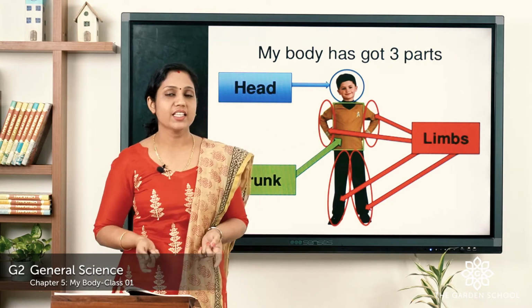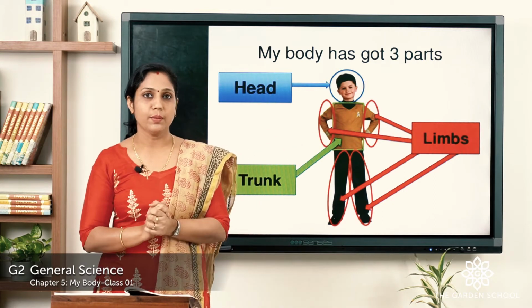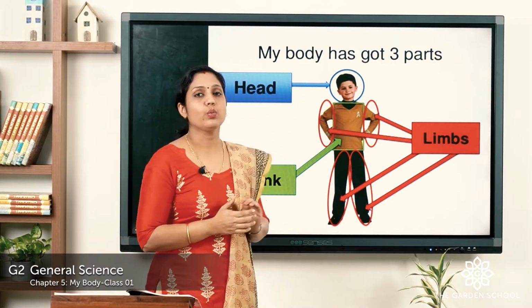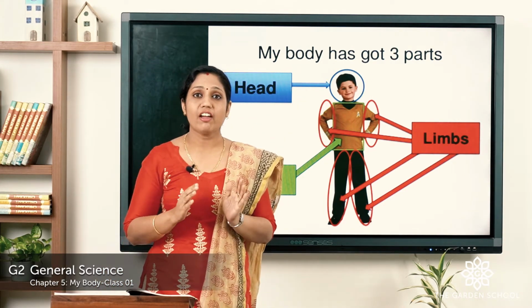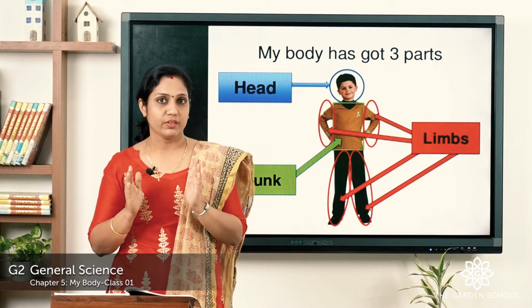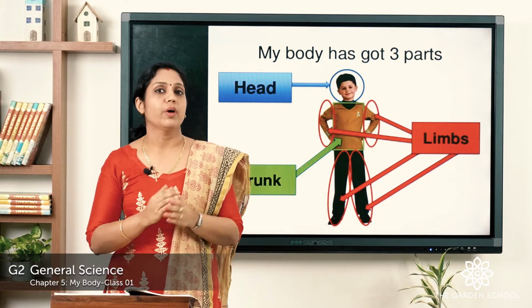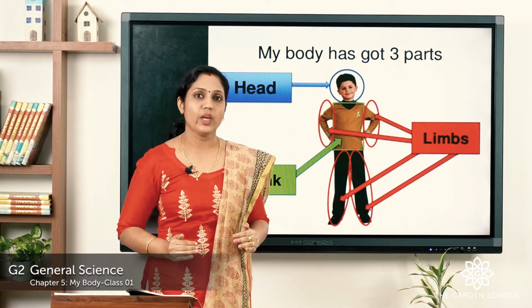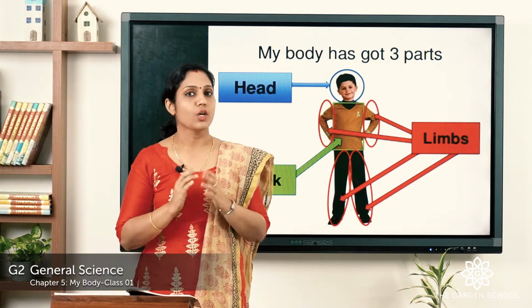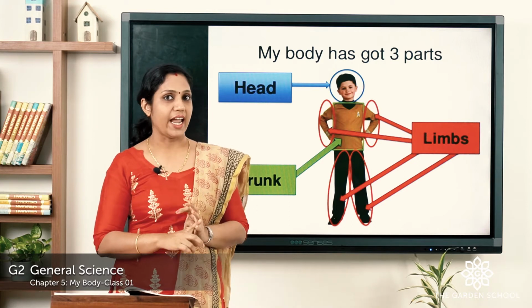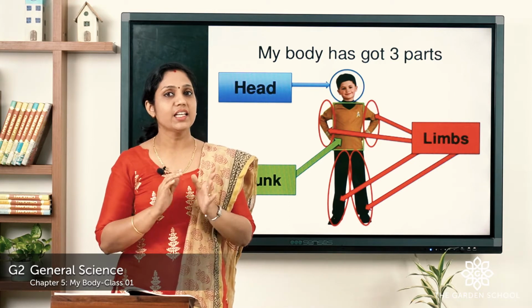Arms and legs together are called the limbs, and the part from the neck till the waist we call the trunk. We already have learnt trunk in a tree. In a tree, the stem of a tree is called a trunk, right? But here it is in our body. So the part from the neck till the waist we call a trunk. So how many parts is our body divided into? Three parts: the head, trunk and the limbs.